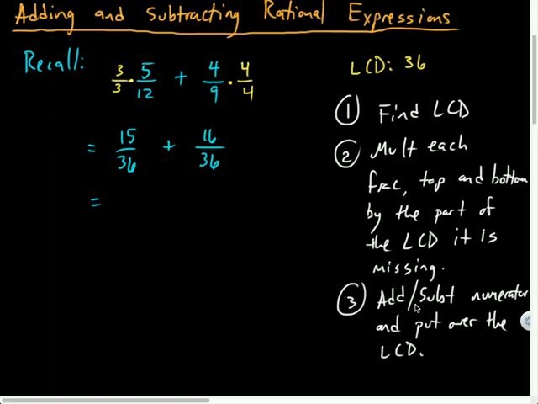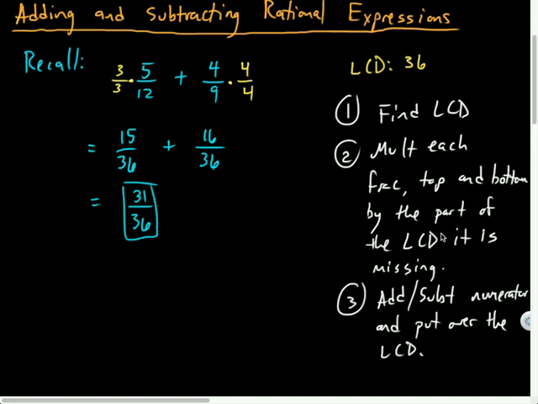So what do I do now? I add or subtract the numerators and put over the LCD. So what is 15 plus 16? 31. 31 over 36. Good call. And can this simplify? I don't think so. In fact, I believe 31 might even be prime. So that is how we would have done that problem.